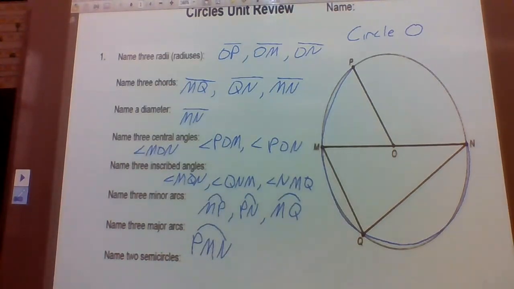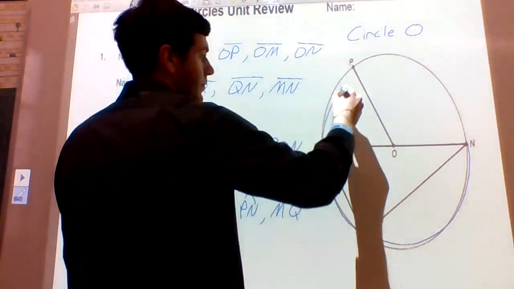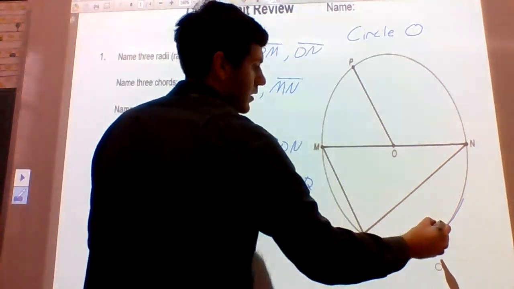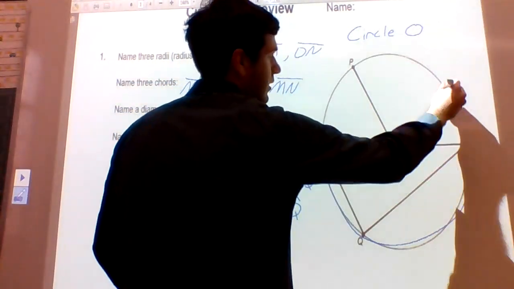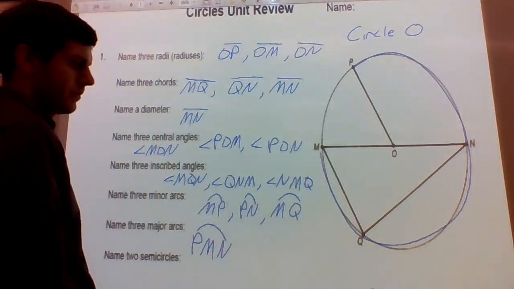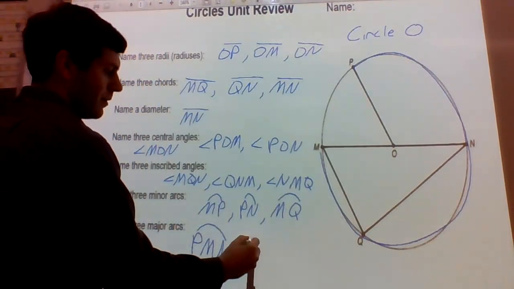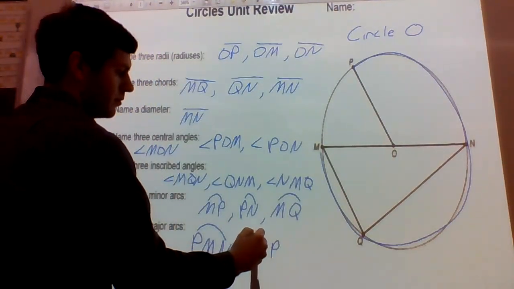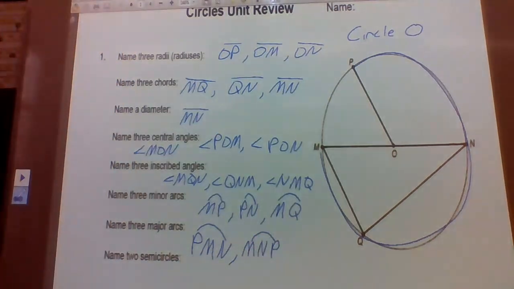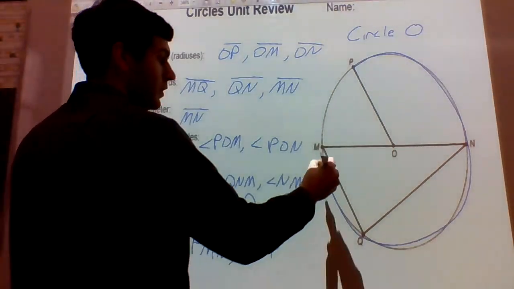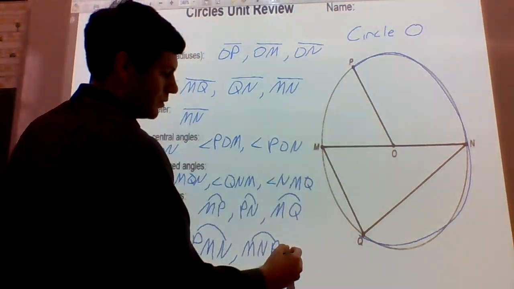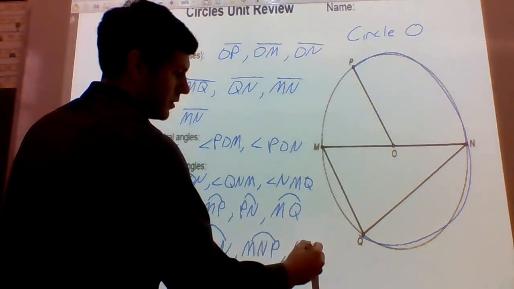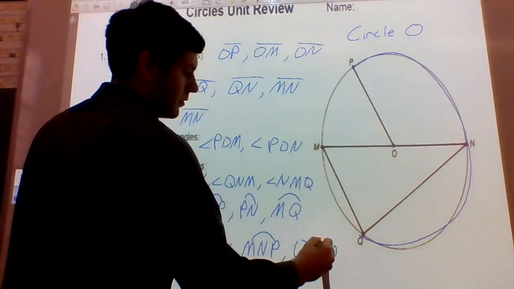Okay, another major arc. How about M, N, P? Again, it's more than half, so M, N, P would work. We could also do Q, N, P, which would be a major arc. It's more than half.